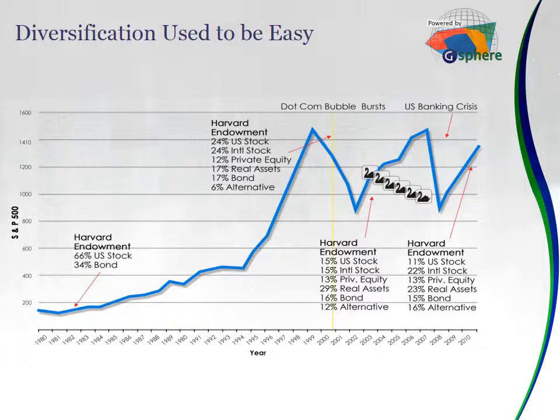In fact, to see how easy it used to be, look at Harvard's endowment's asset allocation in 1982. Two-thirds stocks, one-third bonds. Okay, job's done, and it worked great for the university.